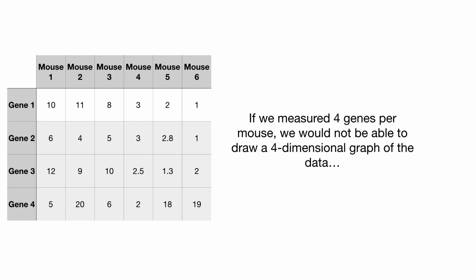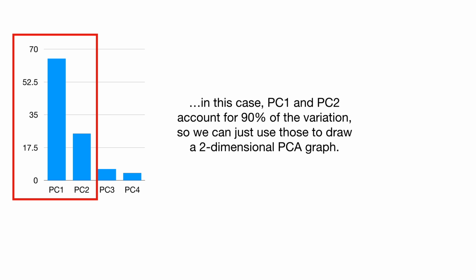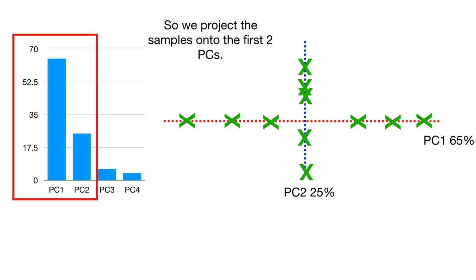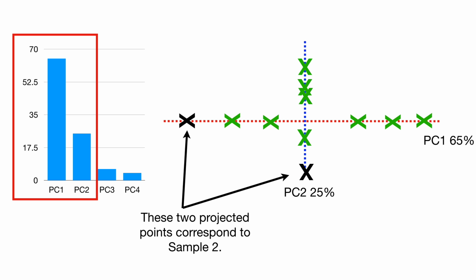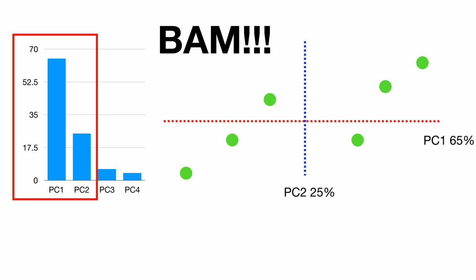If we measured 4 genes per mouse, we would not be able to draw a four-dimensional graph of the data. Wah wah. But that doesn't stop us from doing the PCA math, which doesn't care if we can draw a picture of it or not, and looking at the scree plot. In this case, PC1 and PC2 account for 90% of the variation, so we can just use those to draw a two-dimensional PCA graph. So we project the samples onto the first two PCs. These two projected points correspond to sample 2. So sample 2 goes here. Bam!